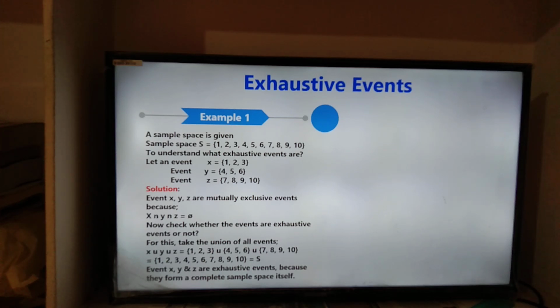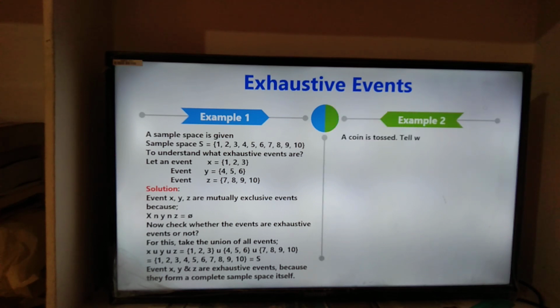For this, take the union of all the sets, X union Y union Z. Again you get 1, 2, 3, 4, 5, 6, 7, 8, 9, 10. That is S, the sample space. Then X, Y, Z are exhaustive events because they form the complete sample space itself. That is example 1. I mean the union of all the events which gives the sample space, that type of events are called exhaustive events.